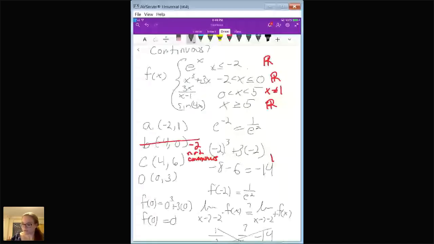Okay, so looking at option D, which is 0, 3, we've got a function here, 3x over x minus 1, and that whole interval is within that. 0 to 3 is within 0 to 5. So shouldn't we automatically think that that could be a possibility? What's wrong with that possibility based on what we've already found in the domain?